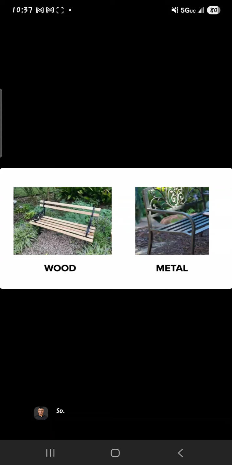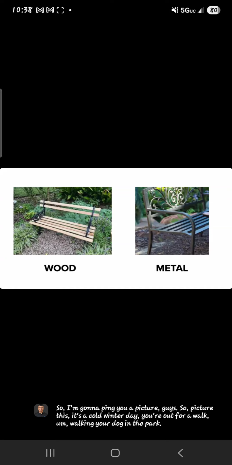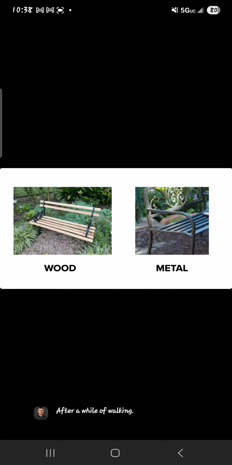So I'm going to paint you a picture, guys. Picture this: it's a cold winter day. You're out for a walk, walking your dog in the park. After a while of walking, you decide to take a rest. You see two benches ahead of you. One is made out of metal, and the other one is made out of wood. Which one do you guys think is going to be the colder bench? Let's see it in the chat. Is it going to be the wooden bench or the metal bench?